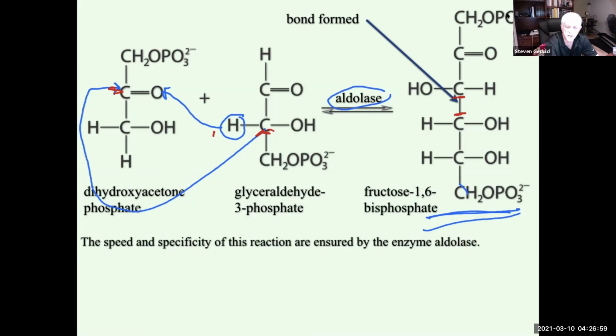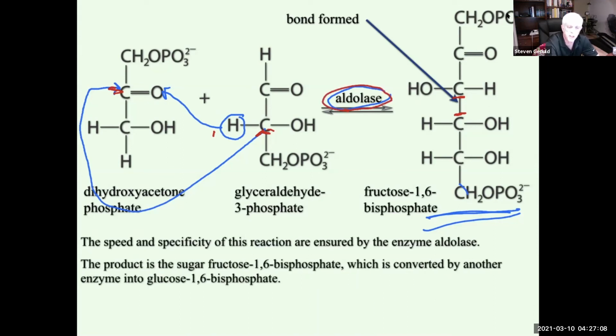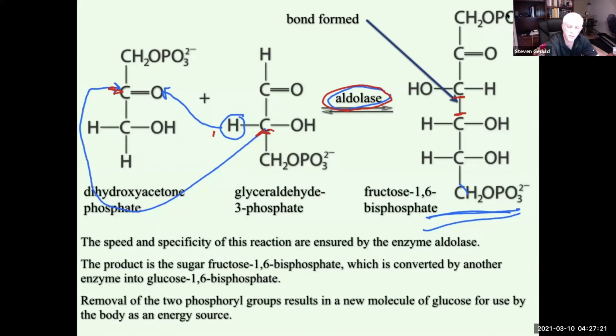The speed and specificity of the reactions are ensured by the enzyme aldolase. Enzymes allow biological reactions to occur at a fast rate within the human body. The product is the sugar fructose 1,6-bisphosphate, which is converted by another enzyme into glucose 1,6-bisphosphate, which gets converted into glucose for use by the brain. Removal of the two phosphoryl groups results in a new molecule of glucose for use by the body as an energy source. Again, glucose can be used to produce ATP and is used by the brain to produce energy.